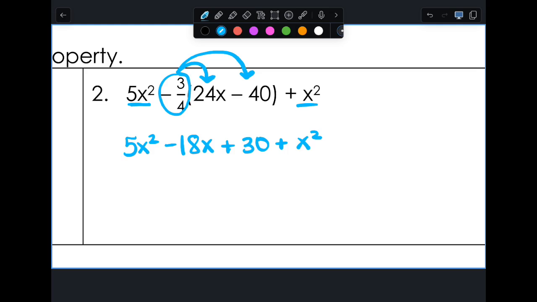Okay? Now, what can we combine? 5x squared and x squared. So when we combine those, what do we get? 6x squared.